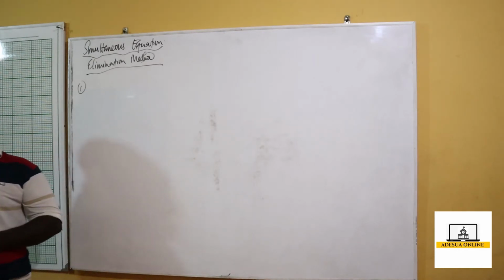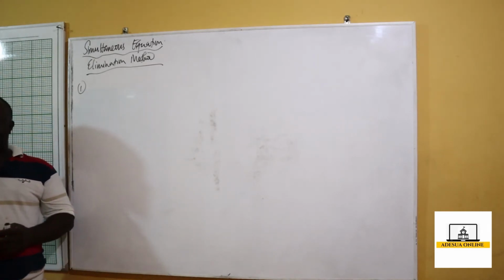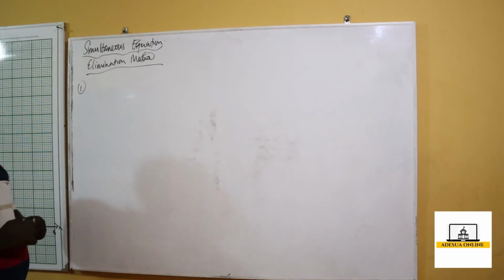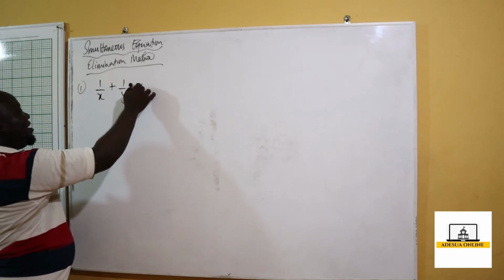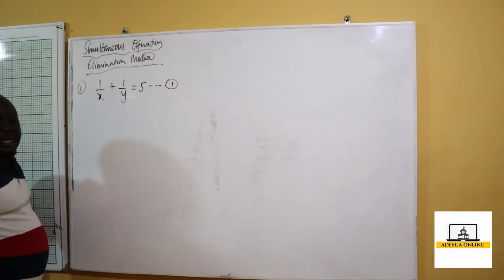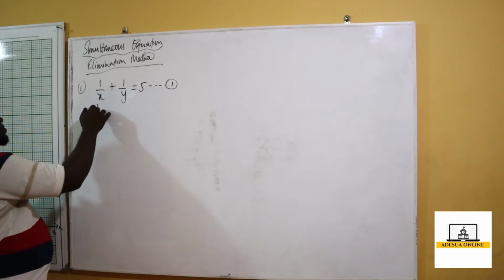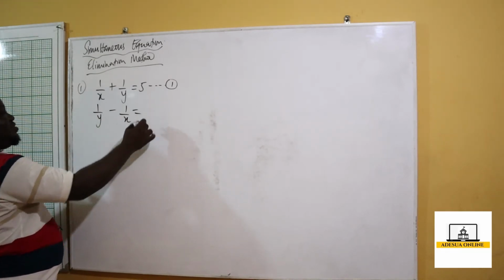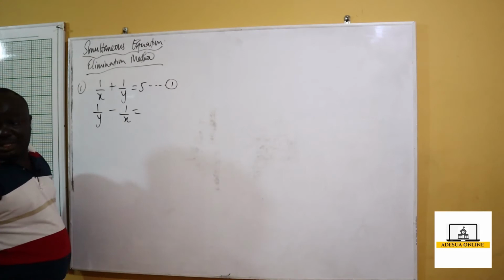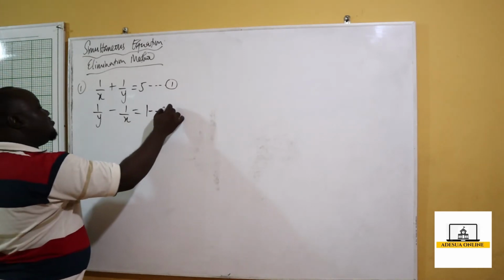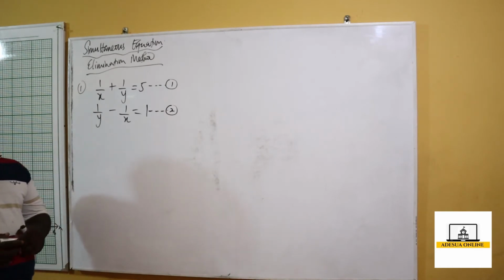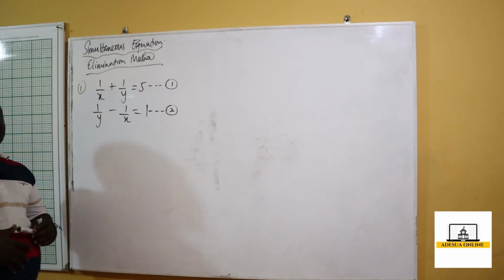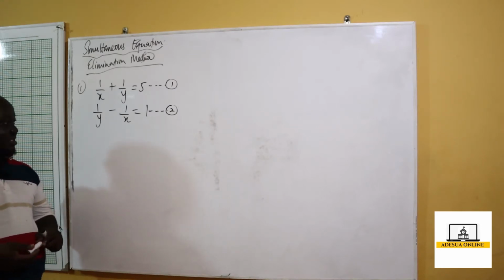Suppose we have a question. 1 over x plus 1 over y equals 5 as our equation 1. And then we have 1 over y minus 1 over x is equal to 1 as our equation 2. And we are asked to solve this simultaneously. Now you could see that we can use the elimination method to solve this.